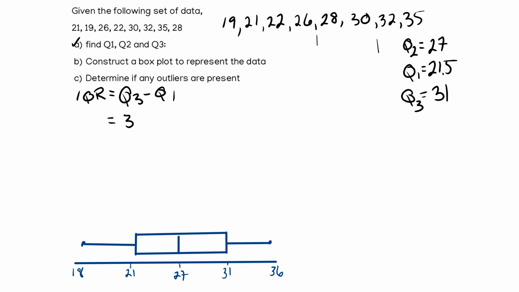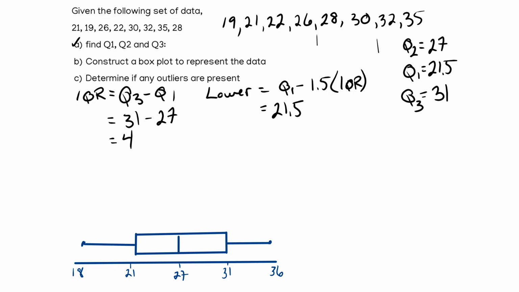Our Q3 is 31, our Q1 is 27. 31 minus 27 gives us 4, so our IQR is 4. Now, we're looking at our lower fence. Remember, that's Q1 minus 1.5 times the IQR. So 21.5 minus 1.5 times 4, which is 21.5 minus 6, which is 15.5. So that's our lower fence. That's down here on our graph.